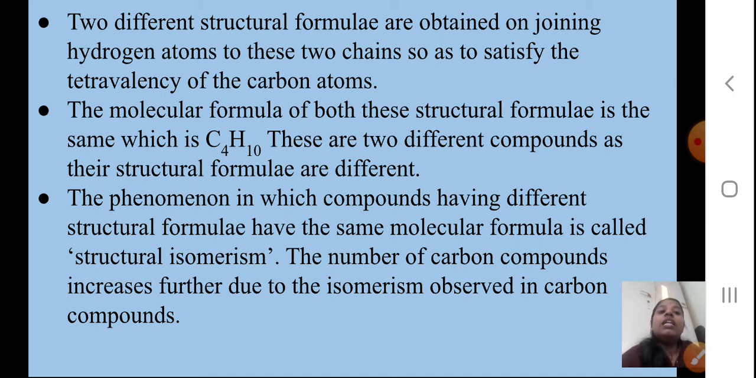Okay students, the number of carbon compounds increases further due to the isomerism observed in carbon compounds. This is also one of the qualities of carbon, that it can show isomerism, different structures we can get. So I hope till here it is clear.